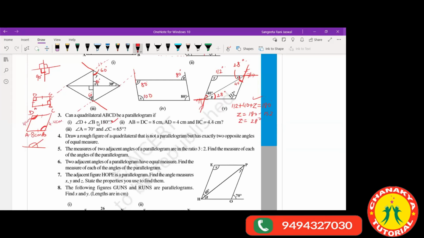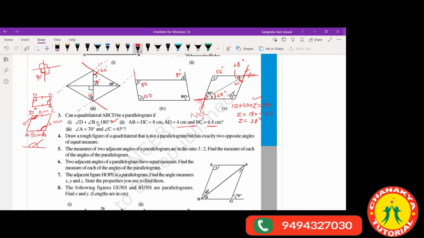So this is not possible, because in a parallelogram we know that opposite sides are parallel and they are also equal. So the opposite sides 8 and 8 are of course equal, but 4 and 4.4 are not equal. So this is not a parallelogram at all. Okay, strictly not.